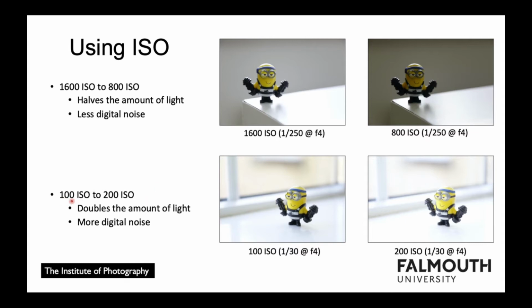If I shoot with 100 ISO and I go to 200 ISO, that doubles the amount of light. I am going to get some more digital noise, but it's really not going to play any part in this image as I'm only going to 200 ISO. But notice, 30th of a second at f4, 30th of a second at f4. Gone from 100 ISO to 200 ISO, and you can see this image is far brighter. It's quicker at reacting to the light.